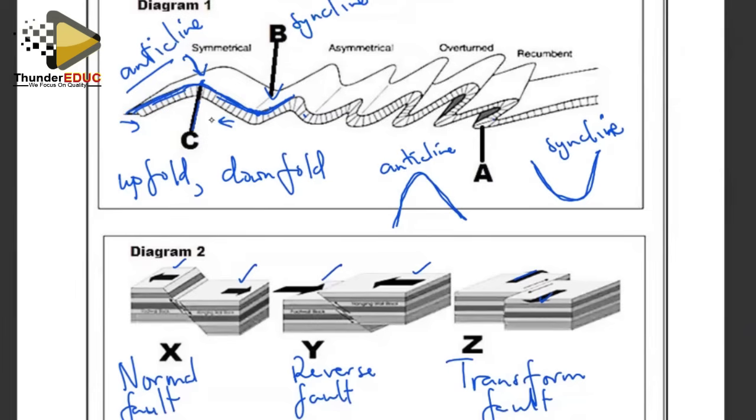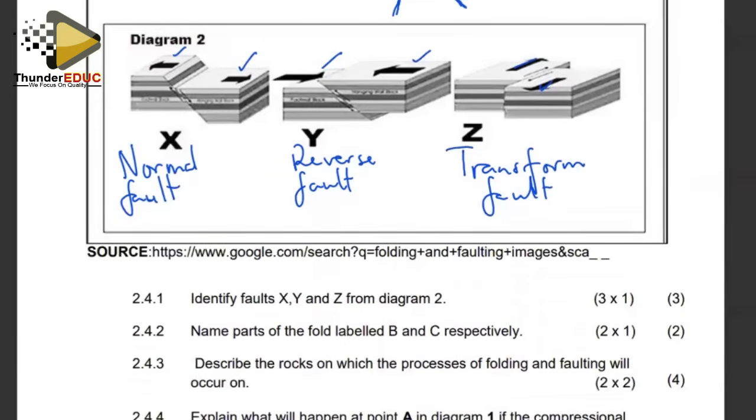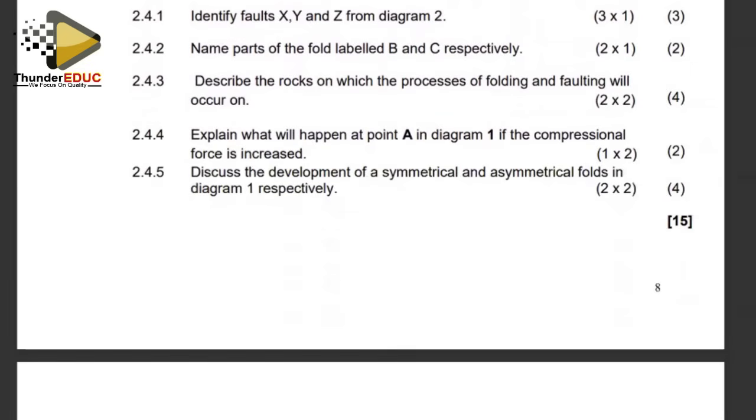Some will break, some will bend. So it means the properties of those rocks must also be different. So let's start with, let me clear a space here. I will just write here. Right, we are saying that 2.4.3. Right, we are looking at rocks that can fold first.